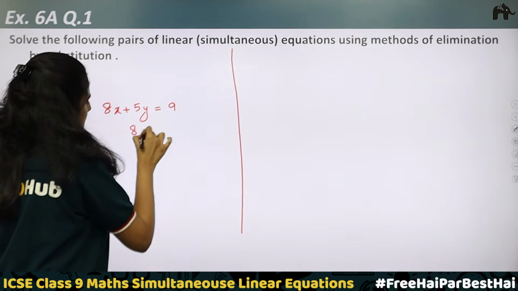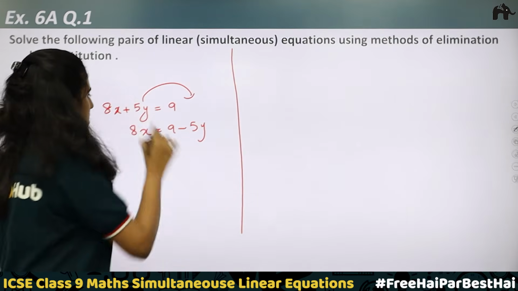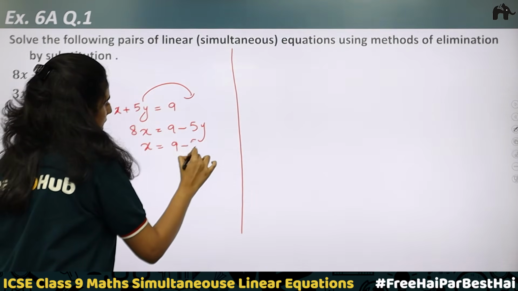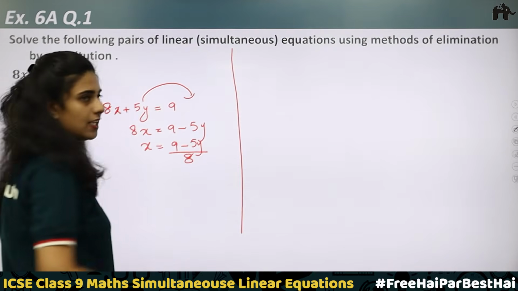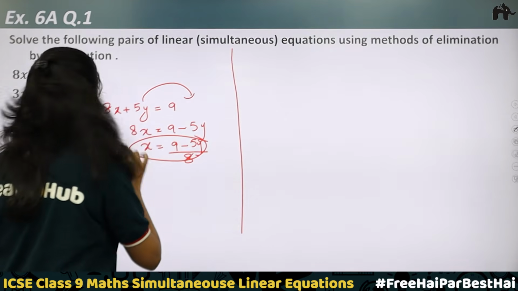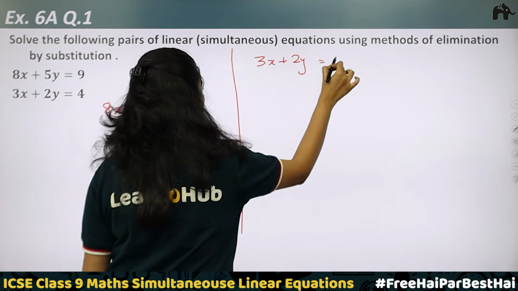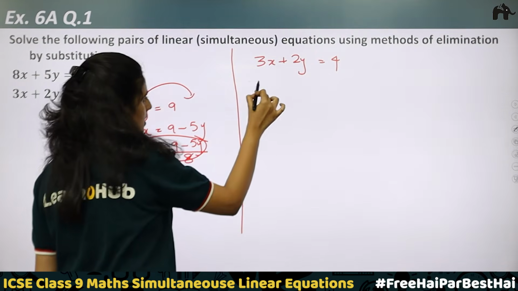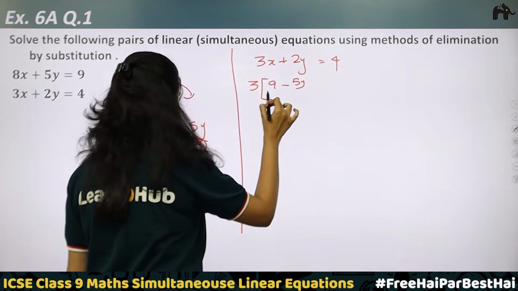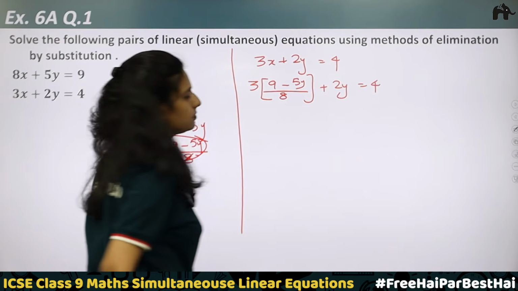Here we get 8x is equal to 9 minus 5y, taking this 5y to the opposite side; the positive sign becomes a negative sign. Then what is x? x will be equal to 9 minus 5y divided by 8. This is the value of x from the first equation. Substituting in the second equation, which is 3x plus 2y is equal to 4, we get 3 into 9 minus 5y divided by 8, plus 2y is equal to 4.